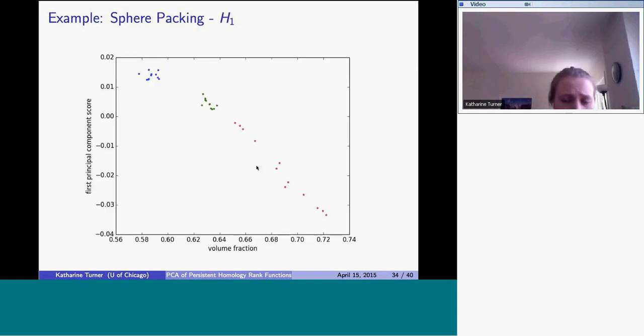Okay, so that's all I've got for sphere packing. The examples are of a simulated kind.